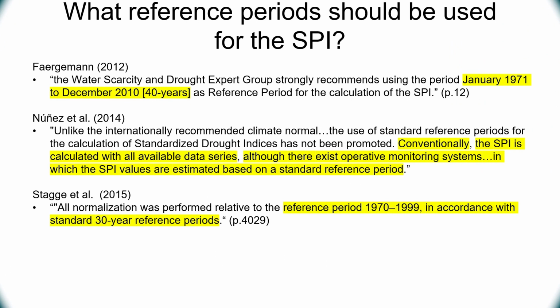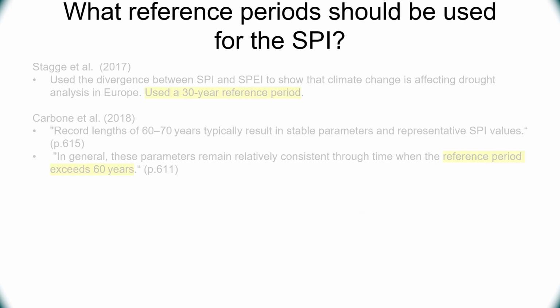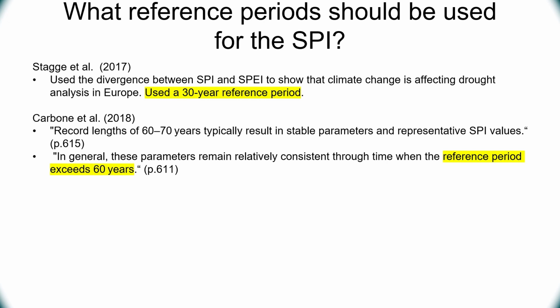Around the time of the WMO report, there was not consistency in the length of record used to calculate the SPI. Some studies used a full record, while others used a 30-year reference period, and others still used something different altogether, although this was usually justified in their methods. Stagg et al. 2017 recommended the use of a 30-year reference period. Carbone 2018 recommended a reference period that exceeded 60 years.